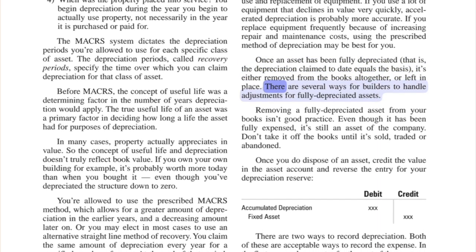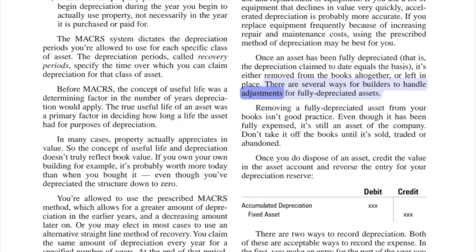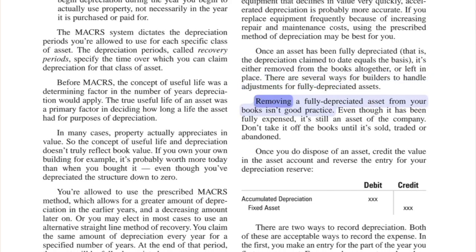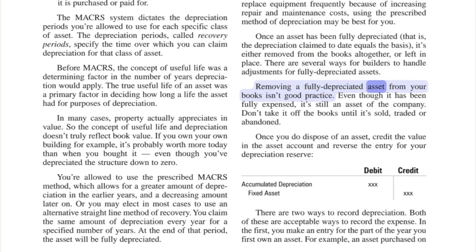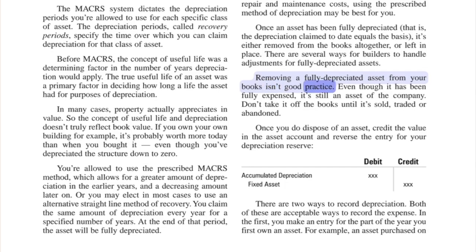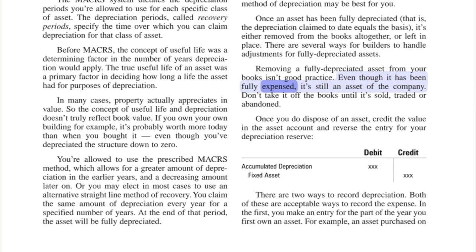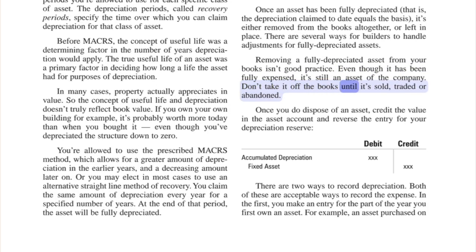Once an asset has been fully depreciated, it's either removed from the books altogether or left in place. There are several ways for builders to handle adjustments for fully depreciated assets. Removing a fully depreciated asset from your books isn't good practice. Even though it has been fully expensed, it's still an asset of the company.